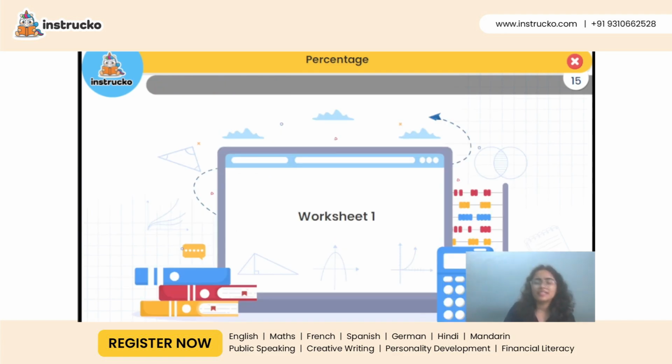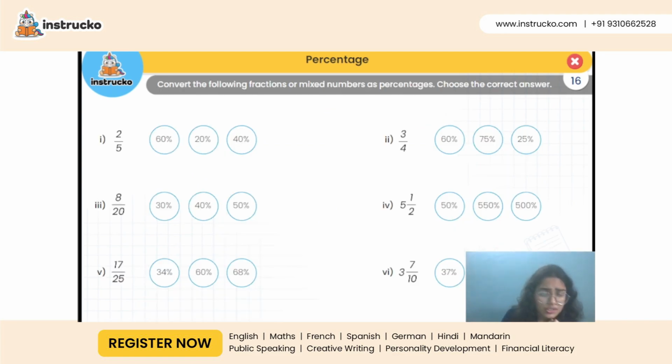Okay, now that we've understood how to do that, let's go through a quick worksheet, shall we? So we have a few questions. The question says, convert the following fractions or mixed numbers into percentages. Choose the correct answer.